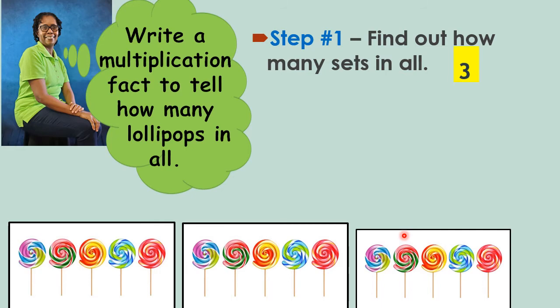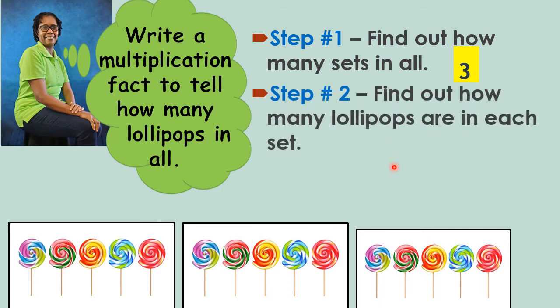Now I need another number. So I have my multiplicand. I need another number. That number is going to be my what? Did I hear somebody say multiplier? Excellent job. So step 2 is I am going to find out how many lollipops are in each set. And if you notice, they all look the same. So whatever is in set 1 is also in set 2 and set 3. So we are only going to count the amount of lollipops in set 1. All right, and then we are going to multiply that number by 3.